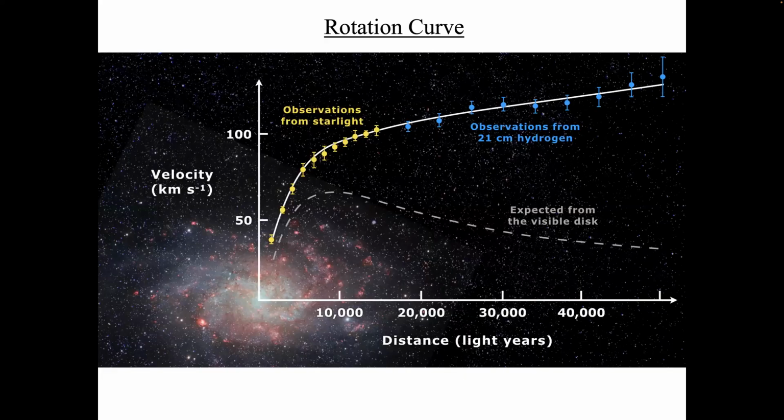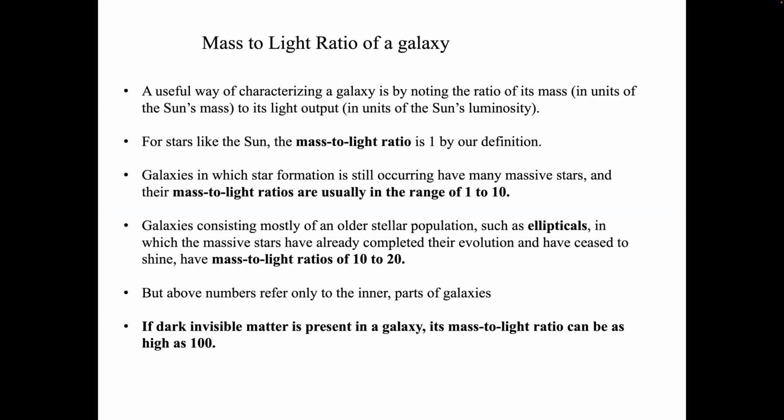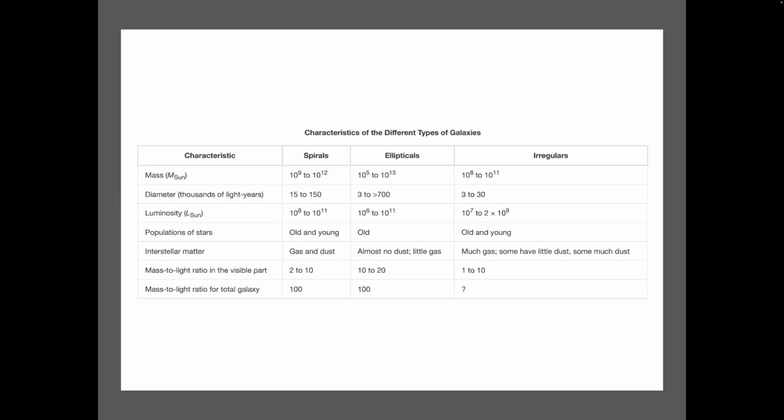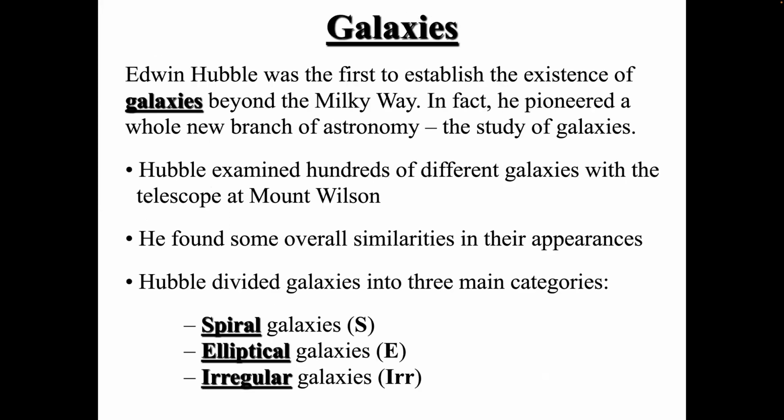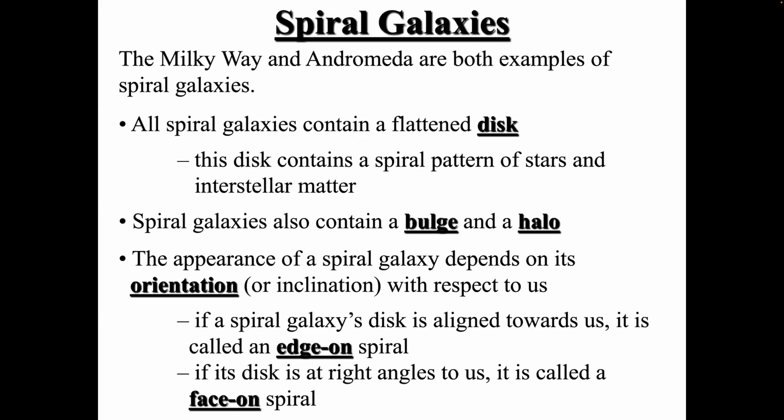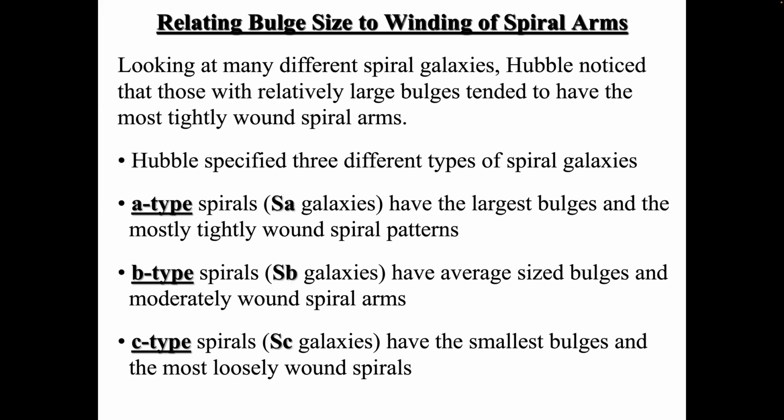Now, there are different measurements that we can take to get an idea about dark matter in different types of galaxies. One of these measurements is called the mass to light ratio. Then we will talk a little bit further about what this dark matter is, what kind of things it could be. And then we will move on to different types of galaxies and how galaxies are classified into different types.